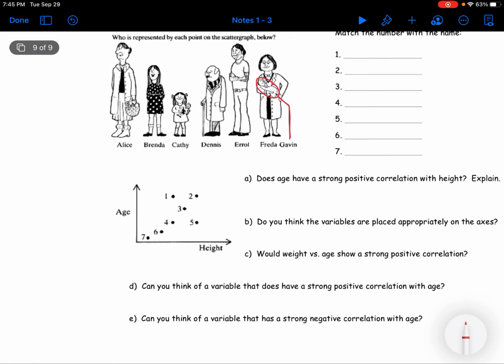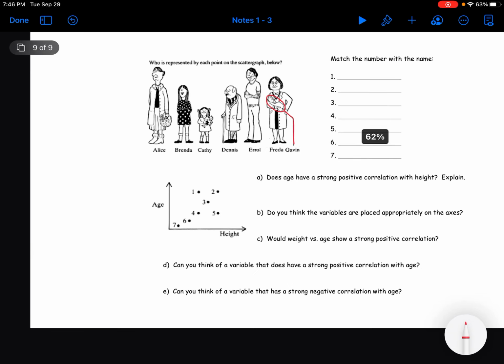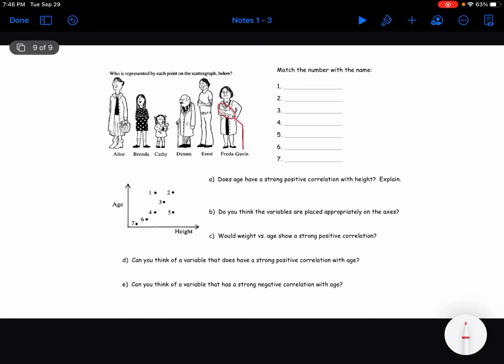So when I'm looking at this, the first thing we have to do is match the name with the person. Okay? So age and height. The first thing I notice is that the lowest age and the lowest height should be an easy one. That's number 7. It's the smallest age, smallest height. That's Gavin. Gavin's often missed when we're doing this, but because we're talking, it's a little easier.